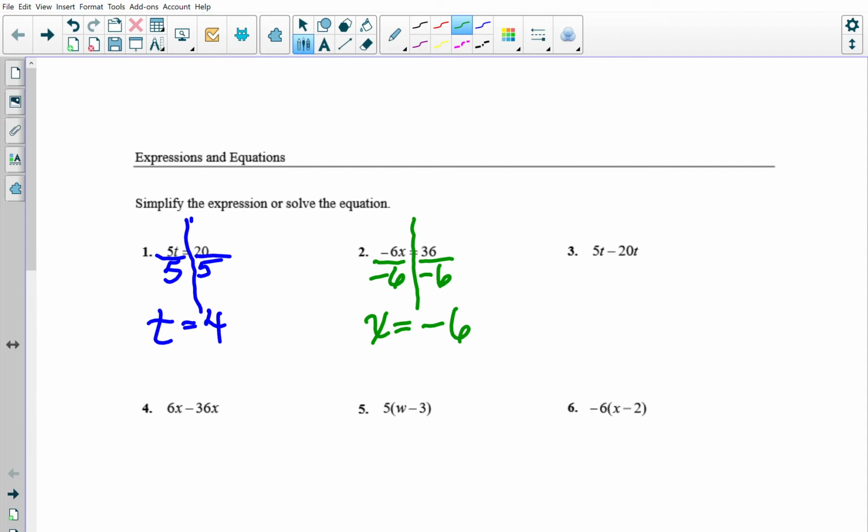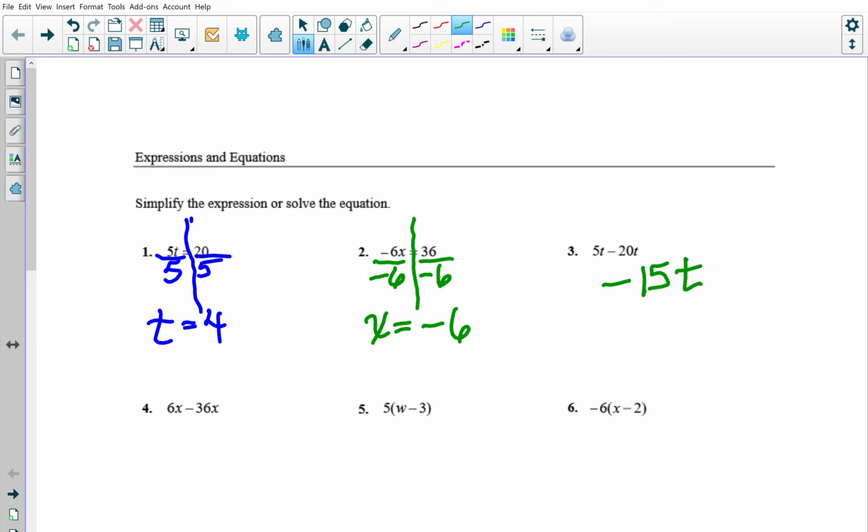Number 3 is an expression, 5t minus 20t. We can't solve it, but we can simplify it. So we're combining like terms, so we're going to combine the variable part. We're going to combine the coefficients and keep the variable part. So 5t minus 20t is going to be negative 15t.